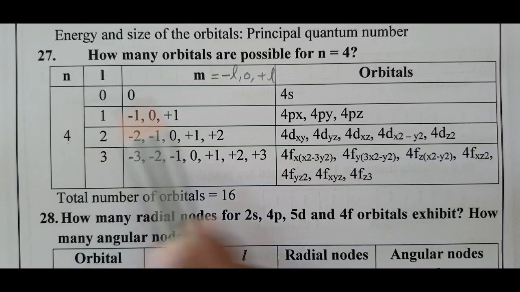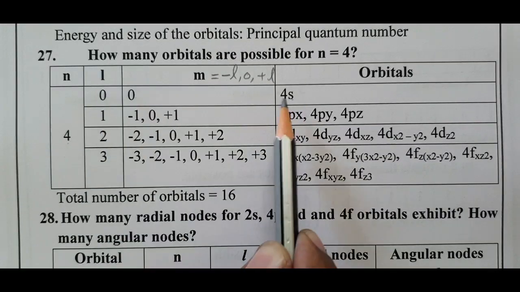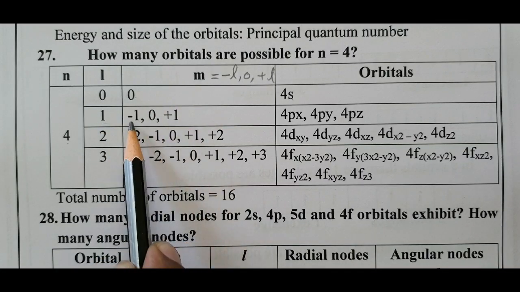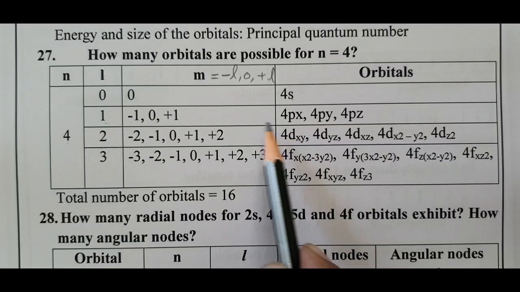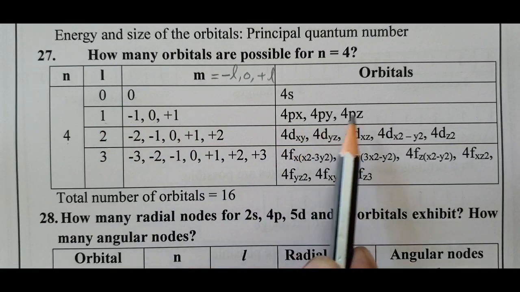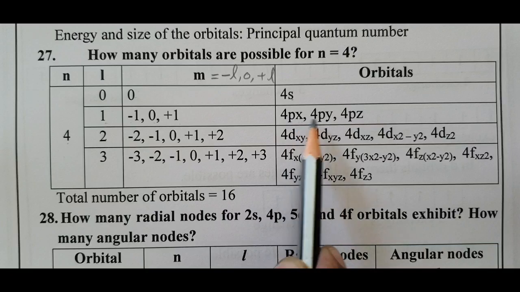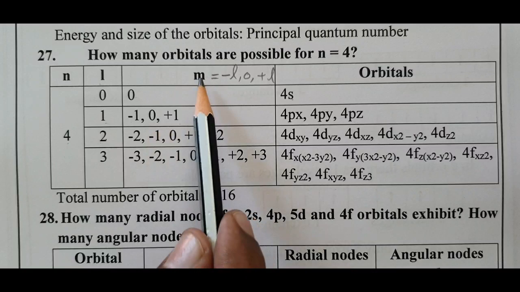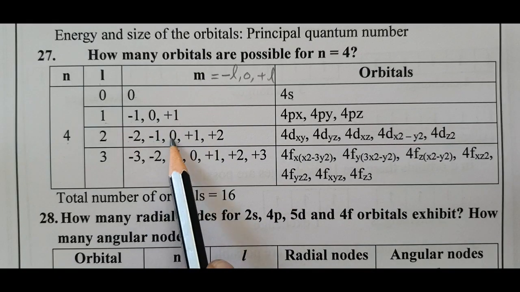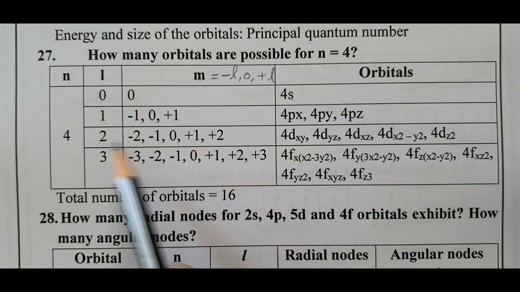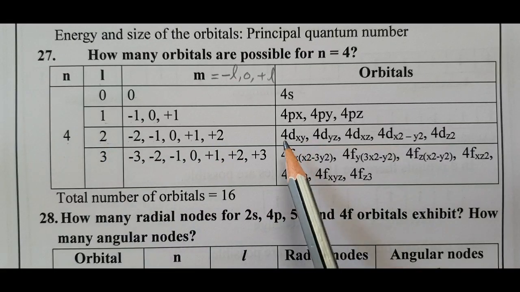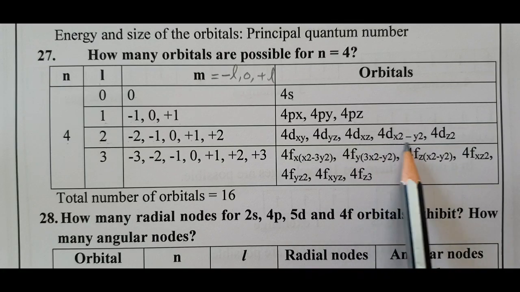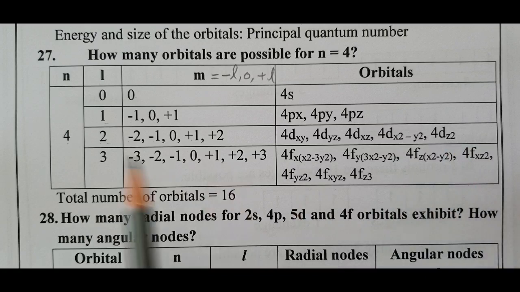In the fourth shell, an s orbital is present. L equal to 0 means s orbital. L equal to 1 means there are three possible values, minus 1, 0, plus 1. Therefore, there are 3 p orbitals for L equal to 1: 4px, 4py and 4pz. L equal to 2 means the possible M values are minus 2, minus 1, 0, plus 1, plus 2. There are 5 orientations for d orbital. They are 4dxy, 4dyz, 4dxz, 4dx squared minus y squared and 4dz squared.